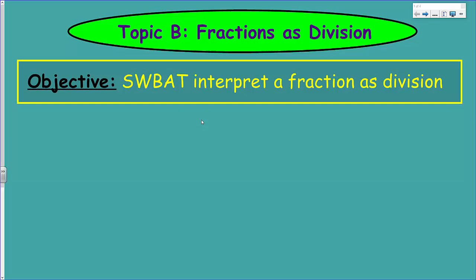Students will be able to interpret a fraction as division. This is our objective, basically our learning target today. So let's go ahead and, like I always say, let's get started.